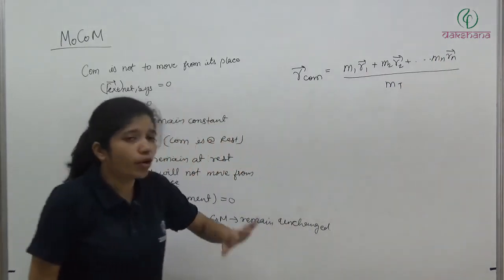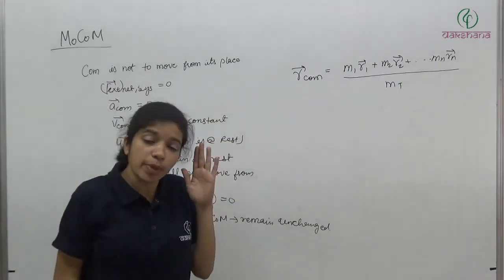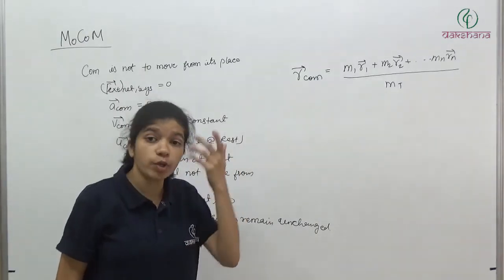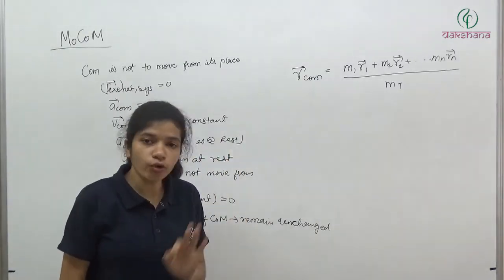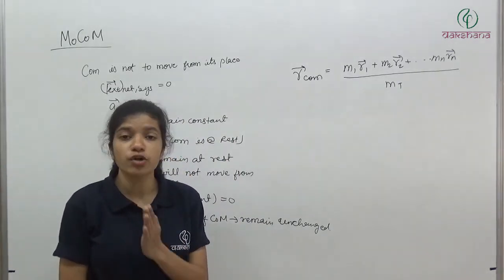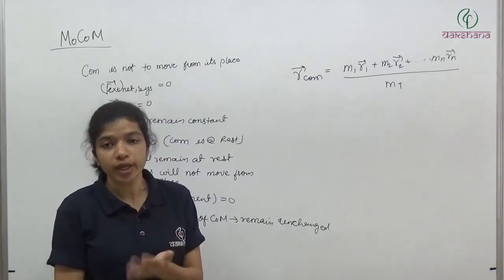Now let's talk about a particular direction. That in a particular direction it is possible कि y में उसमें कुछ force लग रहा हो but x में कोई force ना लग रहा हो. So if there is no force in x direction, it means acceleration of center of mass in x direction is going to be 0.